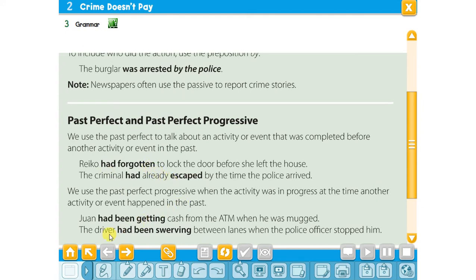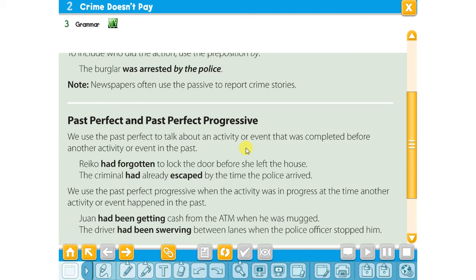What is the difference between these two? Look at it. We use the past perfect to talk about an activity or event that was completed before another activity or event in the past. You have two actions in the past. One of them happened before the other.